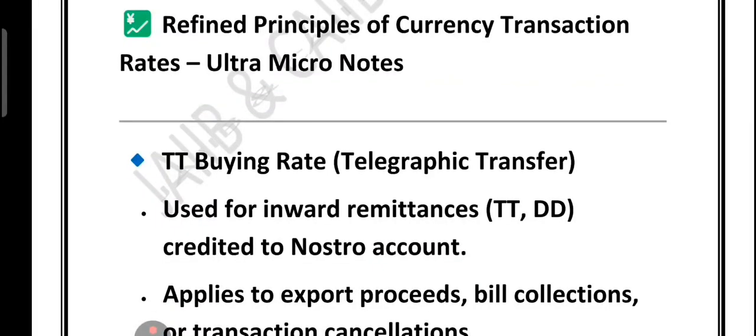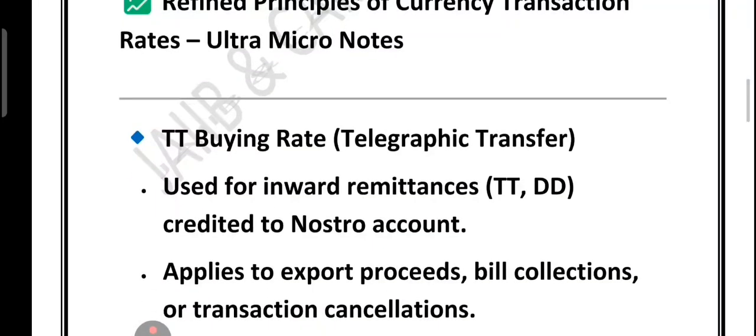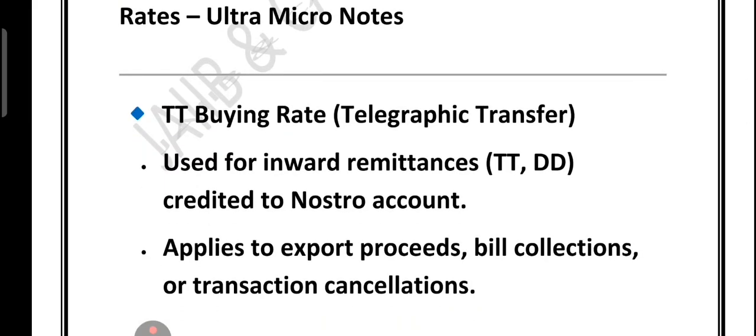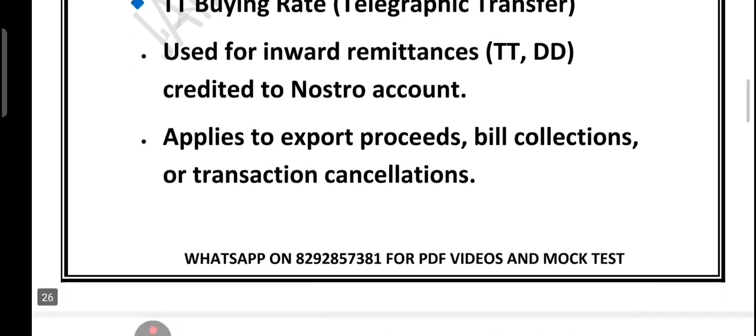Now let's talk about the TT buying rate. TT buying rate is the rate that the bank uses when it receives foreign currency from abroad. It is like inward remittance or deposit. Suppose a bank is receiving foreign currency from abroad, like inward remittance. So in the case of inward remittance, we use the TT buying rate, right? Suppose it is commonly applied to some cases. Let me tell you some cases, like export proceed, right? Bill collection is there, or suppose refund is there, cancellation is there. So in these cases, TT buying rate will apply. It also converts foreign deposit or loan into the Indian rupees.